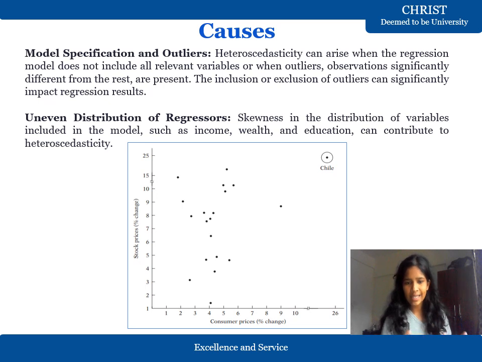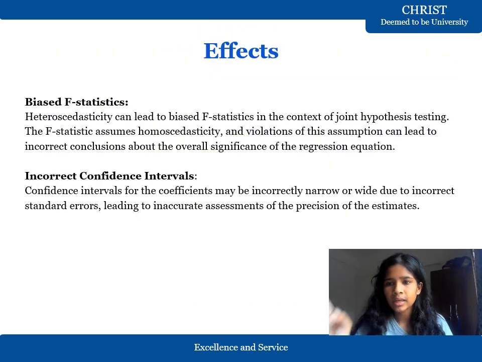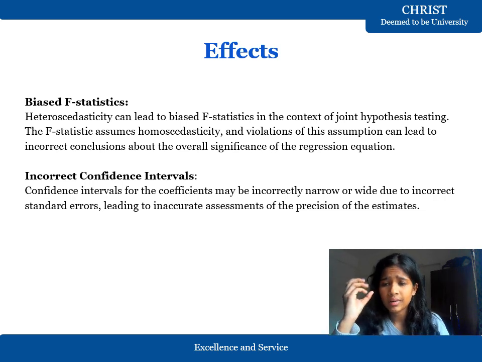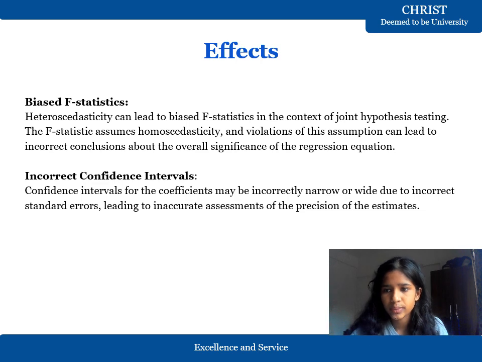As we can see in the graph where country versus stock prices is plotted, Chile is the outlier, which significantly affects any insight derived from this graph. And the second cause is uneven distribution of regressors, skewness in the distribution of variables included in the model. The effects are a biased F-test, as the F-test assumes homoscedasticity, and in case of heteroscedasticity it can lead to incorrect conclusions. Incorrect confidence intervals imply that there is either a very narrow or broad corridor of values which are very much apart from the original values.